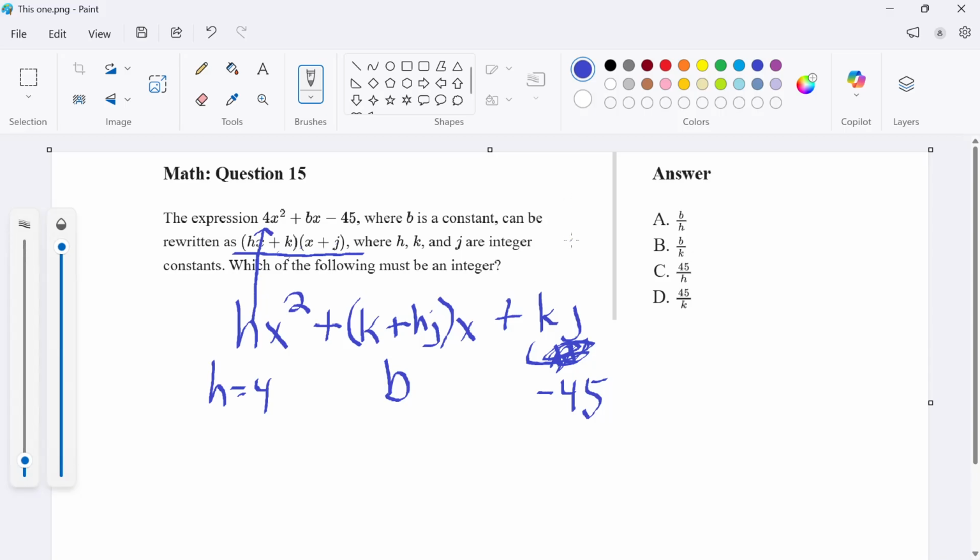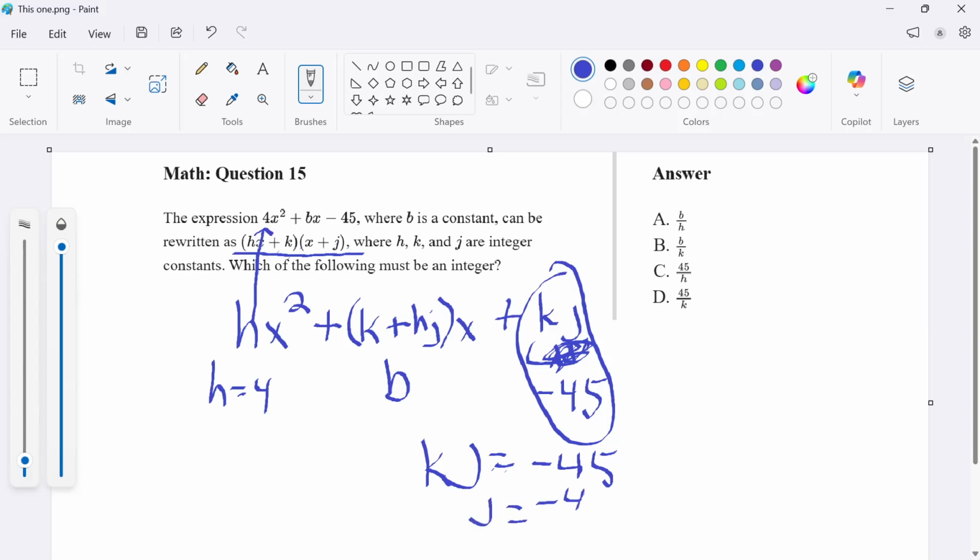So it says which of these has to be an integer? Well, h, k, and j are integers. I'm looking at this one. If kj equals negative 45, then j equals negative 45 over k, and k equals negative 45 over j. But that negative sign doesn't matter, so 45 over k or 45 over j has to be an integer. So the answer is that.